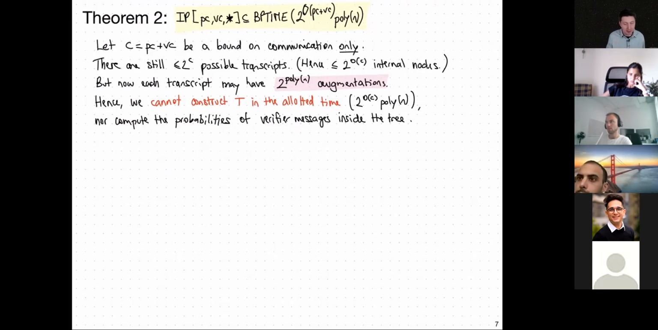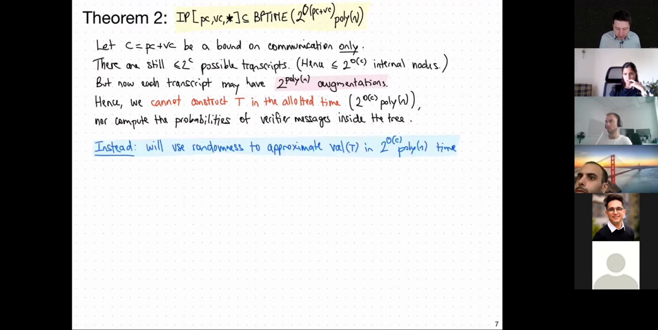So it's pretty annoying. It seems such a small change. We still have a small transcript, but somehow the fact that verifier randomness is a lot means that the exact probabilities of messages, needed to compute the value of the tree, are inaccessible to us. It would require us to iterate over all the verifier randomnesses. We cannot afford it.